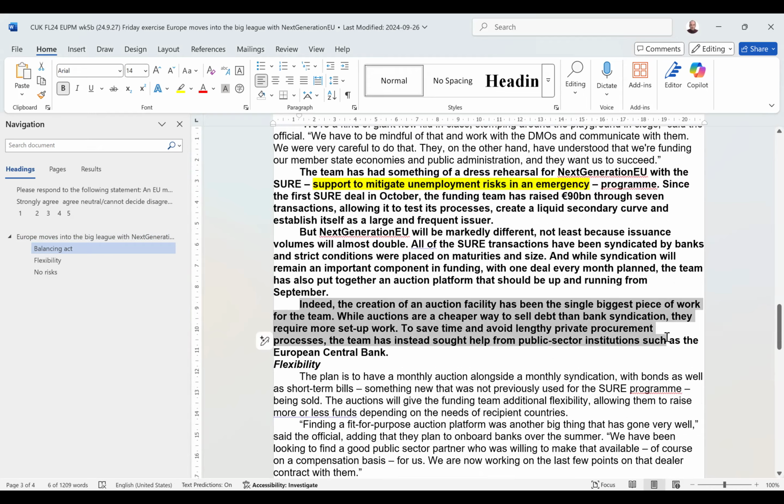While auctions are a cheaper way to sell debt than bank syndication, they require more setup work to save time and avoid lengthy private procurement processes. The team has instead sought help from public sector institutions such as the European Central Bank, right?